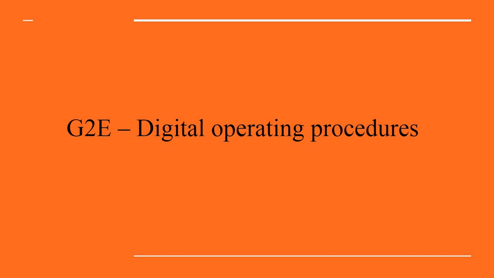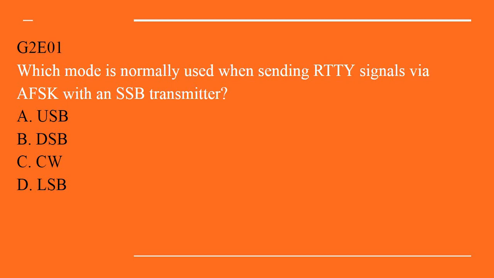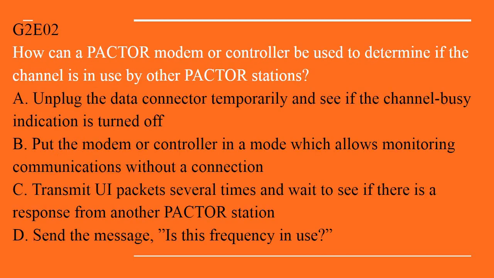G2E, Digital Operating Procedures. G2E01, which mode is normally used when sending RTTY signals via AFSK with an SSB transmitter? A. USB. B. DSB. C. CW. Or D. LSB. Correct answer is D. LSB.